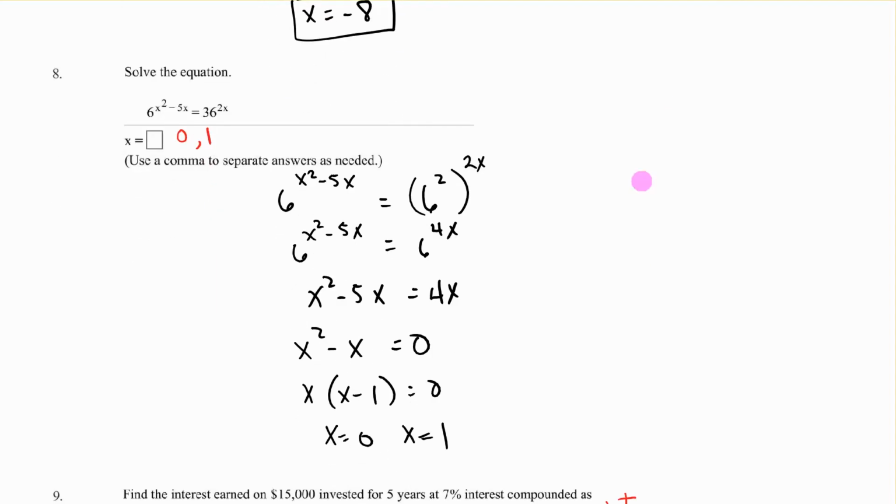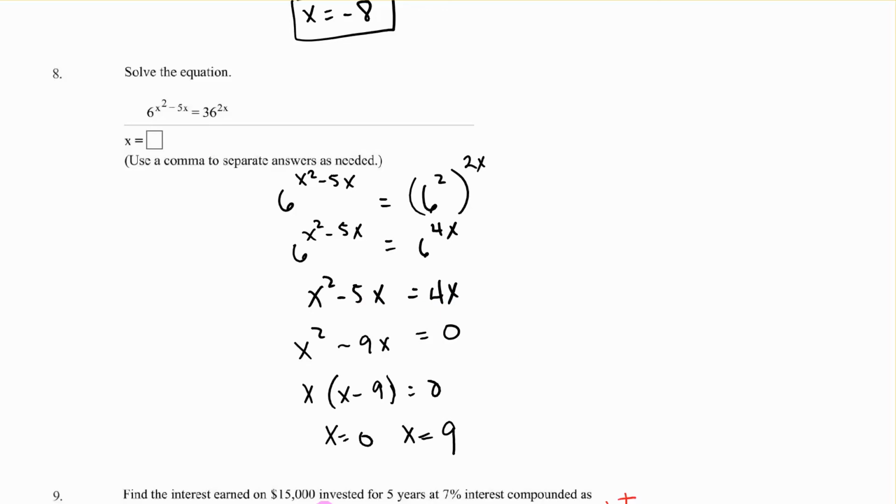Solve this equation, and again we're going to change 36 into 6 squared, multiply the power, so we have 6 to the 4x equals 6 to the x squared minus 5x. So we get x squared minus 5x equals 4x. This is quadratic in nature. Bring the 4x over here.